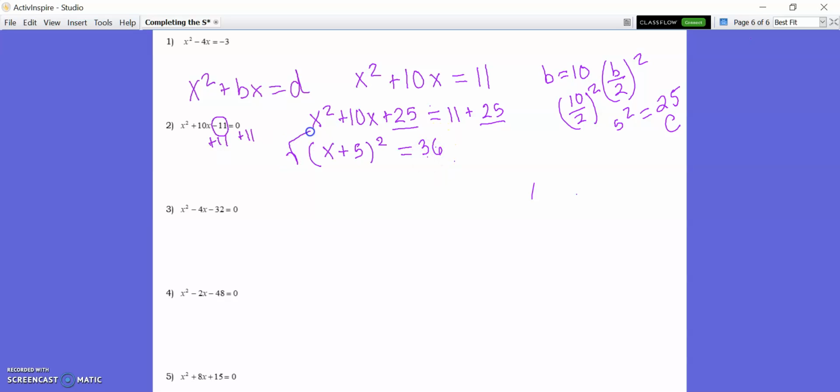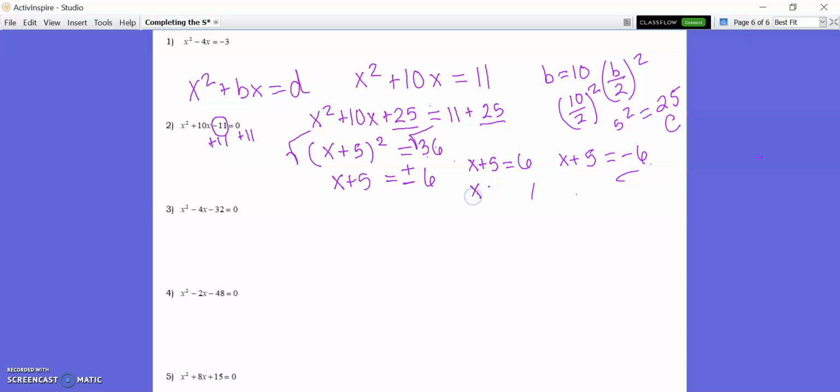From here, we're going to go ahead and take the square roots. The square root of x plus 5 to the second power is just x plus 5. On the other side, the square root of 36 is going to be a positive or a negative 6. I have to break this into two equations. x plus 5 equals 6, but also x plus 5 equals negative 6. Then my job is just solving these two little mini math problems.